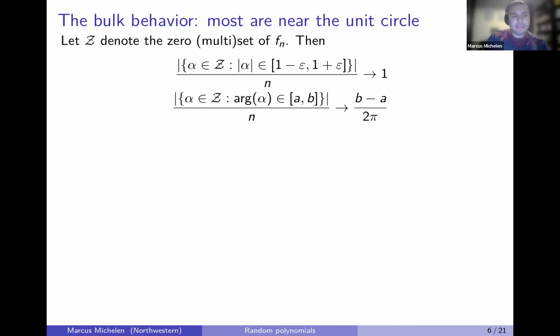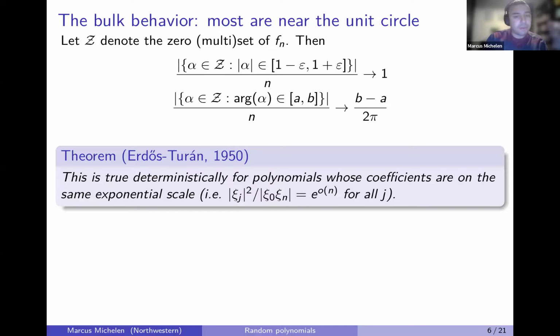What's also really interesting about this is that this theorem has almost no probabilistic content. It's true deterministically, provided the coefficients are on the same exponential scale. So Erdős-Turán proved that these two properties hold as long as I have no coefficient exponentially bigger or smaller than the top and bottom coefficient. I also want to add that they proved a very quantitative version. So the number in a sector is going to be the correct amount plus something on the order of root n in the case of the random polynomial we talked about. Okay, I'm going to give a very quick hint of how one might prove this as well.